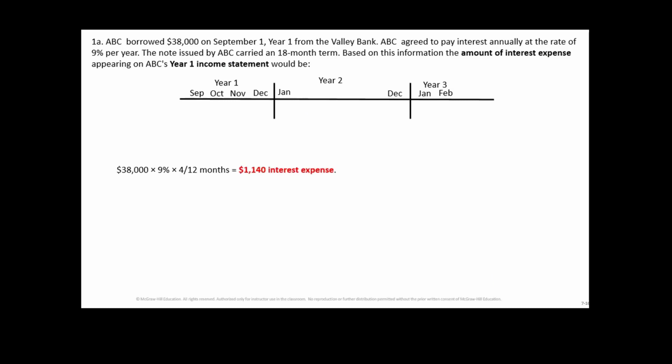Okay, so the first thing we're going to do is show that we've got $38,000 here, 9% for 4 months. That's going to be the interest we're going to show for the months of September, October, November, and December. Those 4 months would be 4/12, 9%, $38,000. And so the amount of interest expense we're going to show on year one at the end of 12/31, year one, will be $1,140. That's the answer to that. The fact that it's an 18-month note does not affect the 1-year interest expense, right? And so we're on to the next problem.